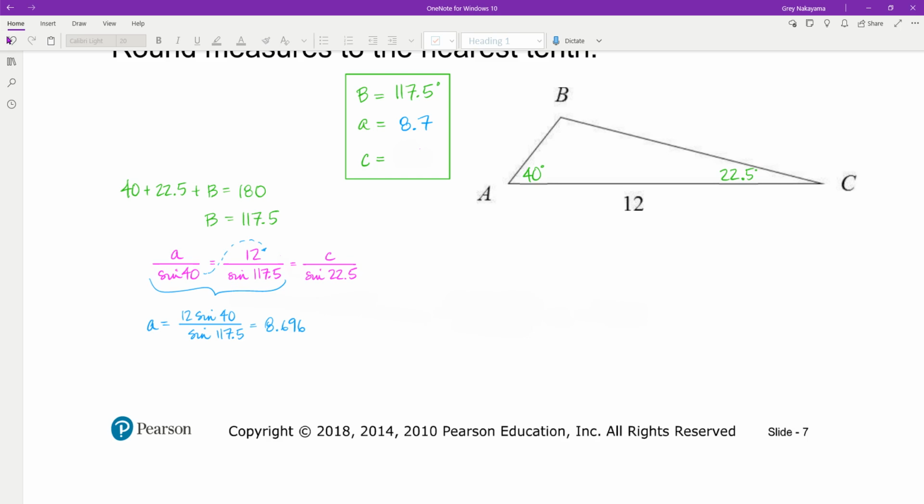Okay? And now I'm going to go back and use the other side. So the other side of this is going to be 12 over the sine of 117.5 equals c over the sine of 22.5. So I need to get rid of the sine of 22.5. And so it looks like that. 12 times the sine of 22.5 divided by the sine of 117.5 equals c. And so c equals 5.177, which of course is 5.2.